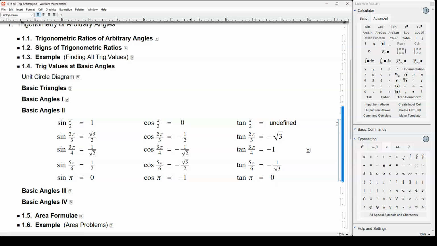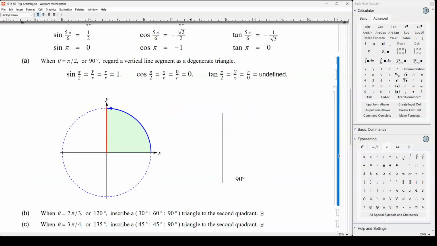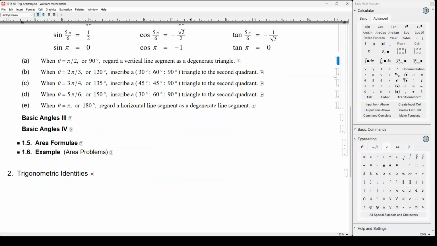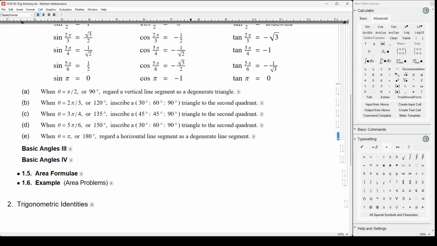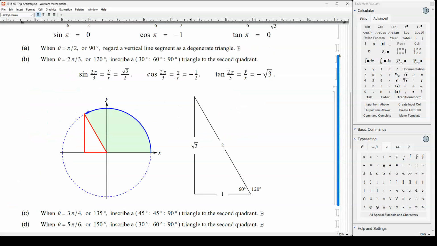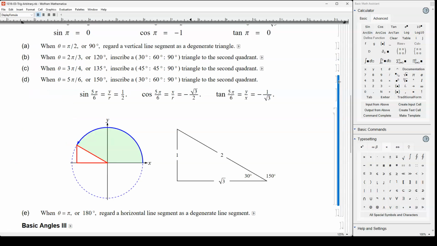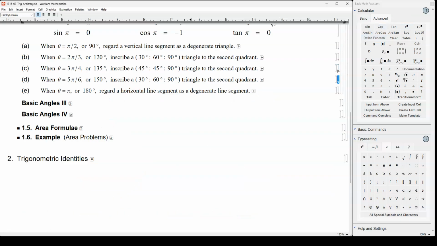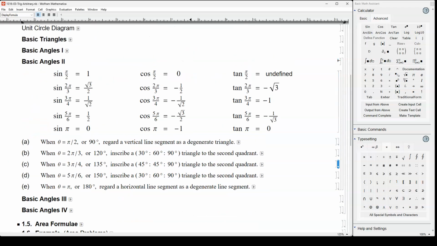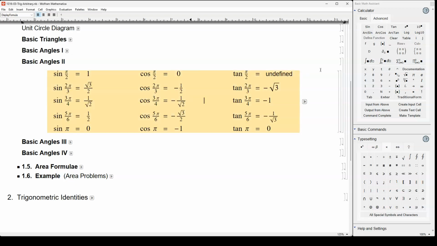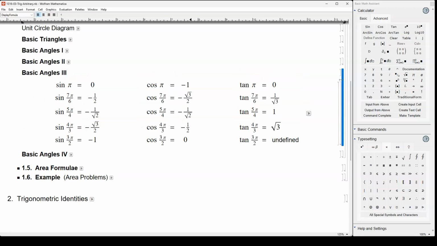Quadrant 2, how about that? Here's a summary, and again, we are doing something similar. Degenerate triangle, a line segment. Horizontal line segment, another degenerate triangle. And then 2 pi over 3, triangle number 1, inscribed like this in the second quadrant. Triangle number 1 again, inscribed this way in the second quadrant. And then triangle number 2, 45 degrees. That's a summary.